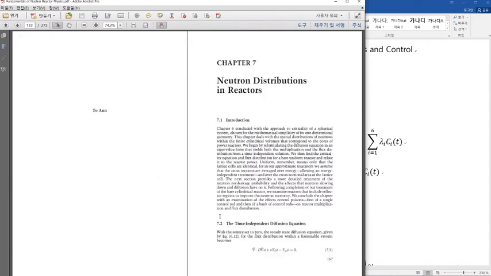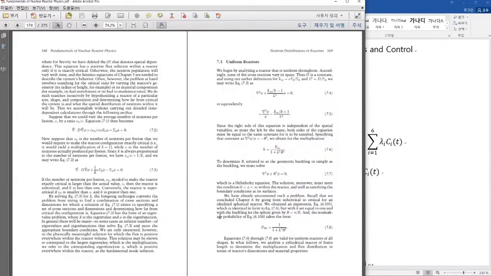And in chapter 7, we applied the diffusion equation to a uniform reactor. Basically, we applied the diffusion equation to the cylindrical coordinate system. Before talking about that, let me first talk about equations 7.2 and 7.3. This was basically the diffusion equation.